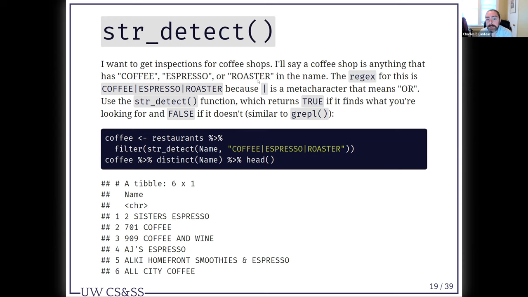So to search for these things, I need to use them in an actual string function. I'm going to create a new data frame of only the restaurants that are coffee shops. I'm going to assign to it.